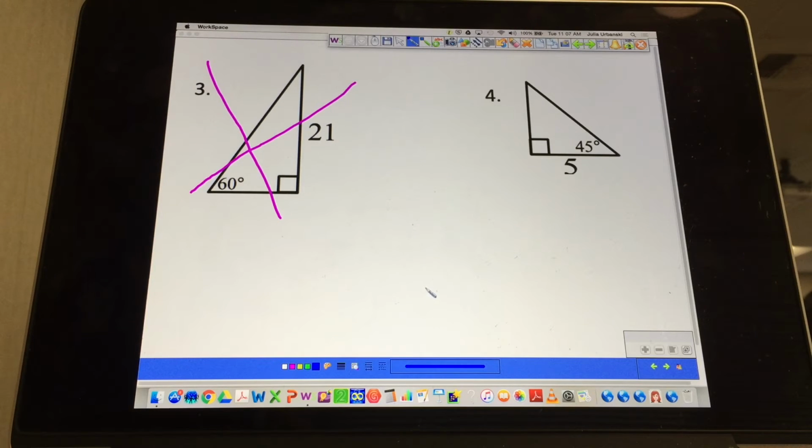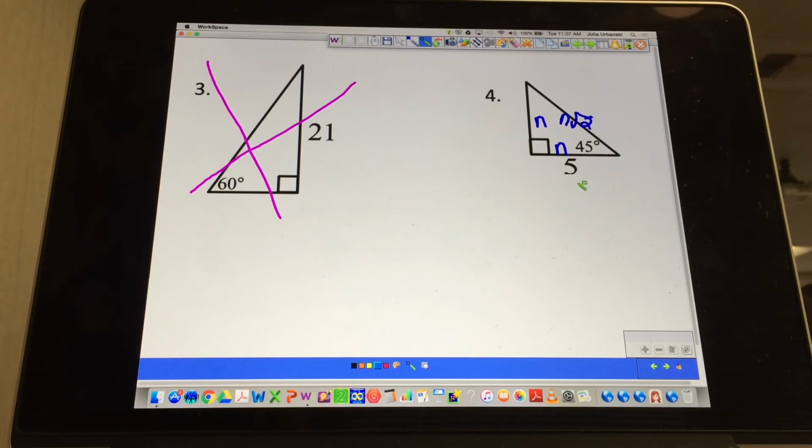Listen up. I'm going to point to a side. You tell me what to write there. What do I write right here? n. Yep. What do I write right here? n radical 2. It would be 2n if it was a 30, 60, 90. This one has the 45 degrees, so look at that one. And this side? n.